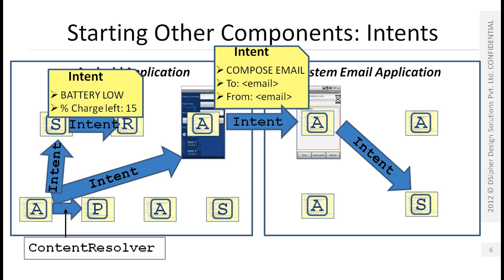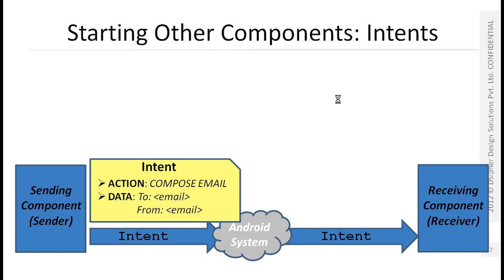So, as we know, intent is used to launch other components as well as other applications. There are two types of intent: implicit intent and explicit intent. Explicit intent is used to launch a component of the application, so you must specify the component name when you use an explicit intent.